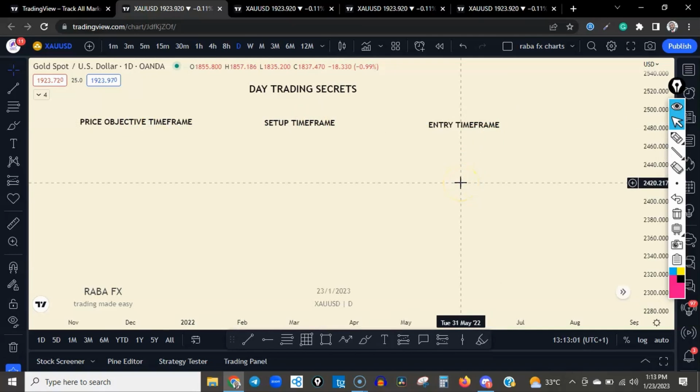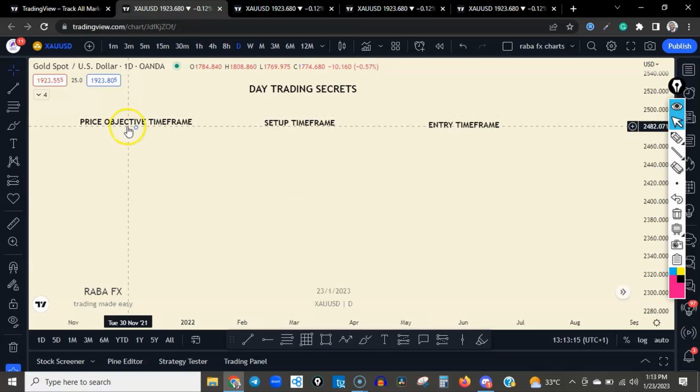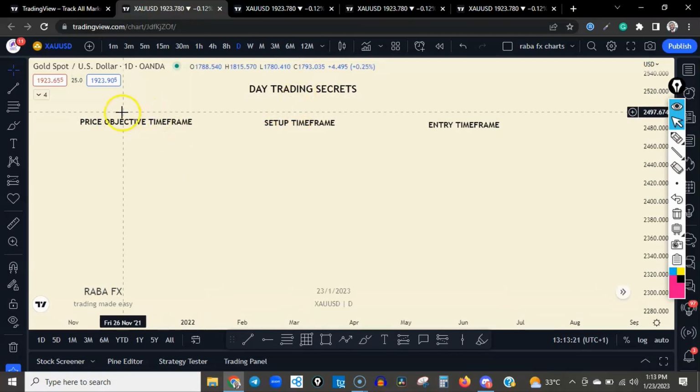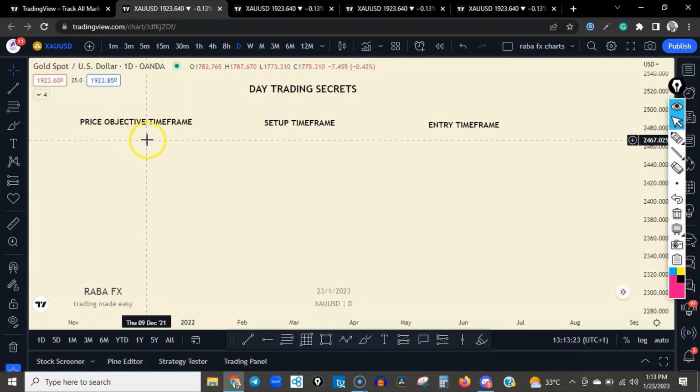Now, the difference between these and other time frame analysis you have been taught is that they do not tell you exactly where the price is going to in the long term, because this is very important, and that is the price objective. If you understand the price objective of any currency pair, then that currency pair becomes easy to trade. The moment you don't understand the price objective of a currency pair, leave it.